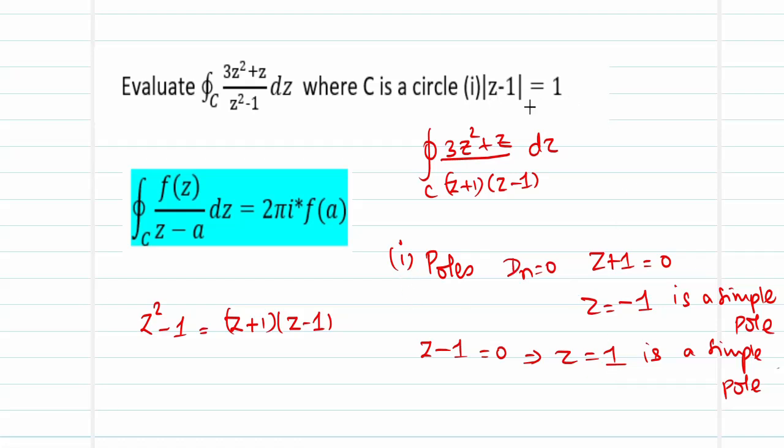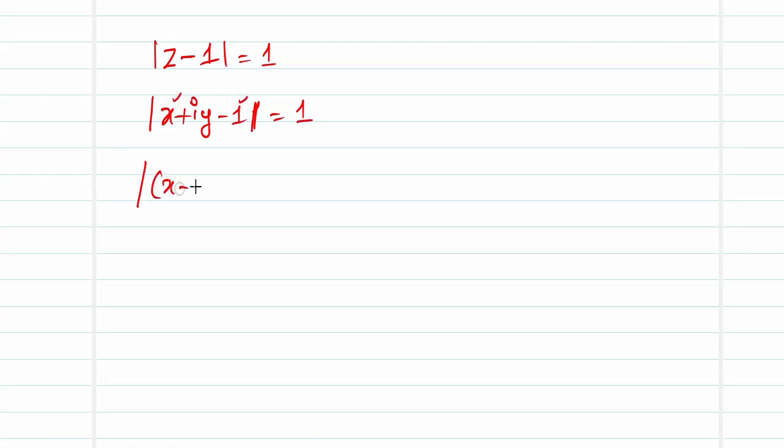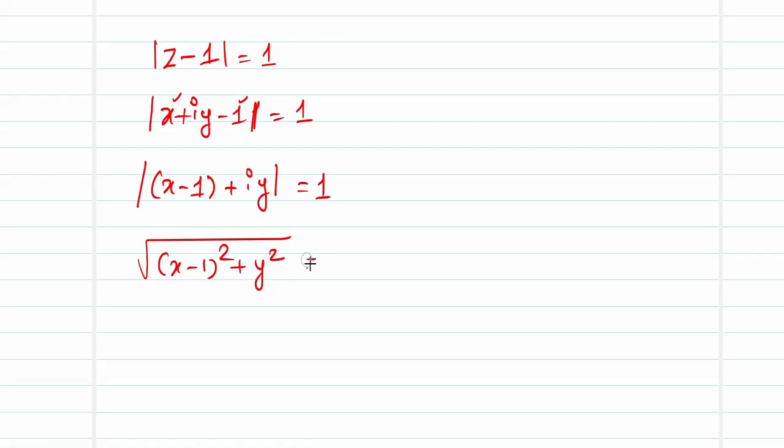Point number 2 is to plot your region or boundary. What is going to be the region? Mod z minus 1 is equal to 1. Now we will see what this mod z minus 1 equal to 1 is. z is nothing but x plus iy, minus 1, equal to 1. Now this is a real number, this is a real number. Let me combine the real number as x minus 1 plus the complex number iy equal to 1. Now how to remove the modulus? It is the square root of the real part square, x minus 1 the whole square, plus the imaginary part square, y square, is equal to 1.